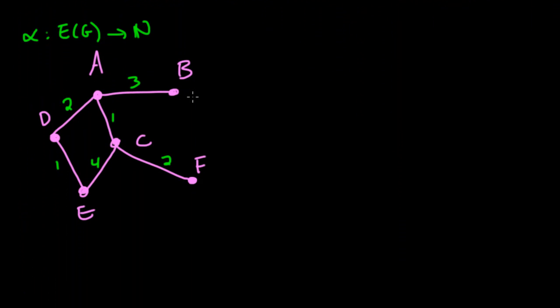This pink graph is the graph G, and the vertices are A, B, C, D, E, F, and there is already a weight function on the edges, given in the green right here. We're going to start off by saying that our source vertex is A. And we want to use Dijkstra's algorithm to go through this graph and figure out the paths of minimum weight from A to any other vertex.